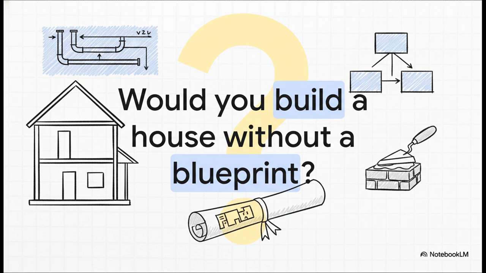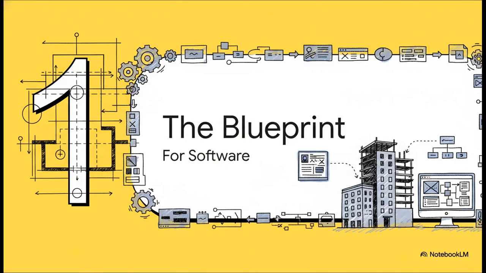All right, let's kick things off with a simple question. Would you ever build a house without a blueprint? No way, right? You've got to know where the walls go, how the plumbing's going to run, how everything fits together. You need all that before you lay a single brick. Well, that exact same logic applies to building software. These really complex applications need a solid plan to prevent absolute chaos, to save time, and to avoid super costly mistakes down the line.